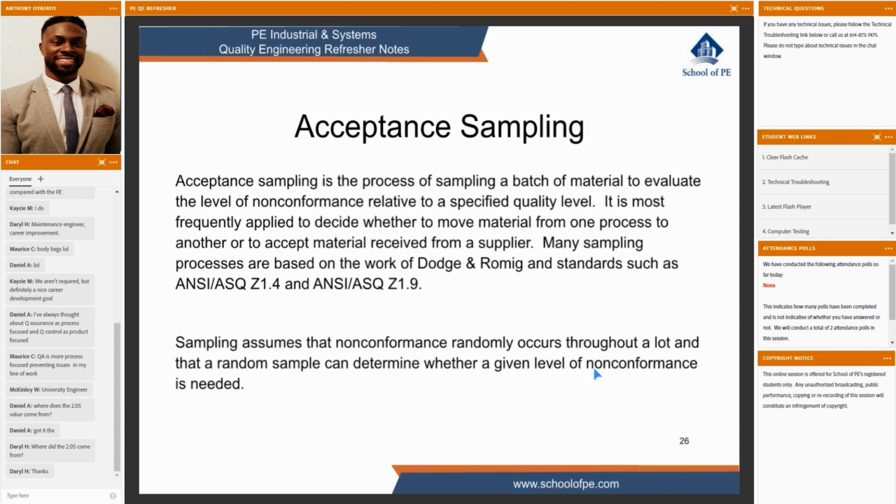So acceptance sampling is a process of sampling the batch of material to evaluate the level of non-conformance relative to a specified quality level. So when we're sampling, we're definitely looking at non-conformities, right? So there's different standards and processes that could be used for sampling. Again, as I mentioned, it could be something that you develop in-house, or it could be something where you are saying, hey, we're going to apply ANSI/ASQ Z1.4 to our sampling.